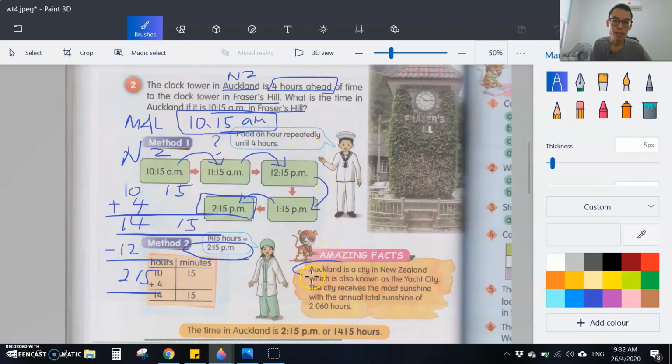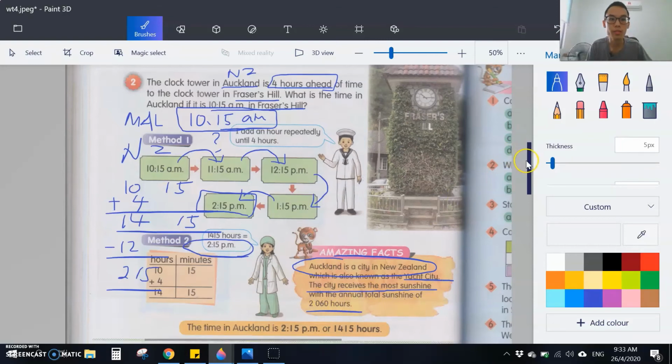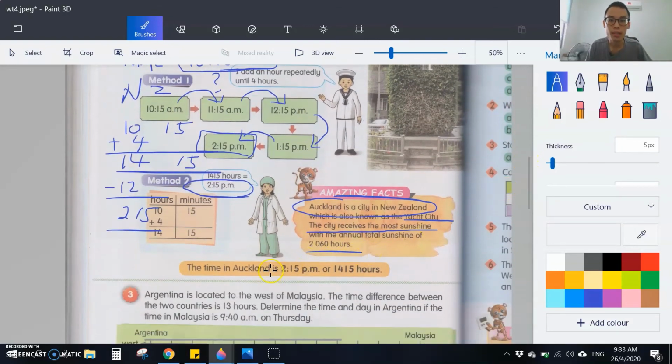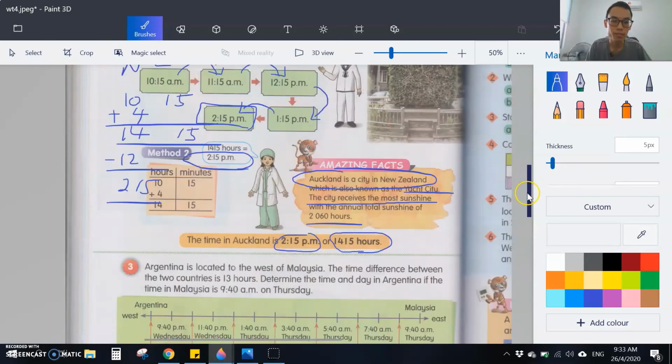Okay, look here. Auckland is a city in New Zealand, which is also known as the City of Sails. The city received the most sunshine with the annual total sunshine of 2060 hours. Okay. So the time in Auckland is 2:15 p.m. Ini ialah sistem 12 jam ataupun sistem 24 jam, 15 hours.